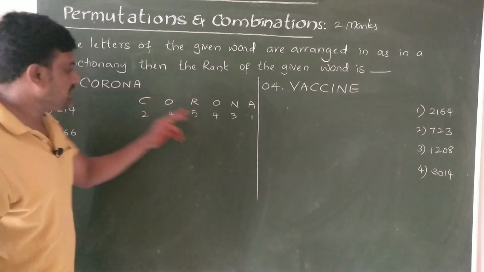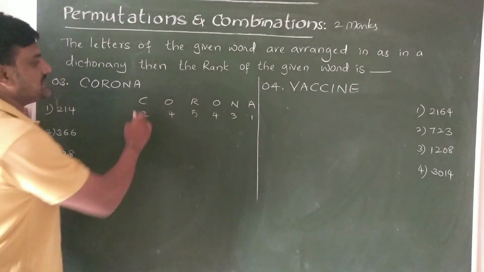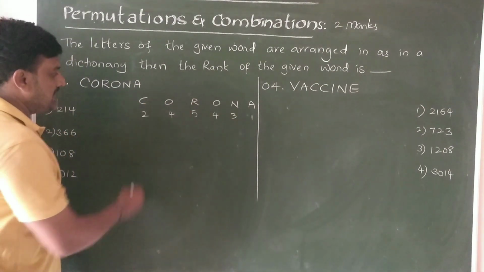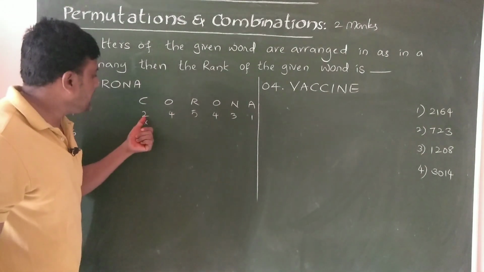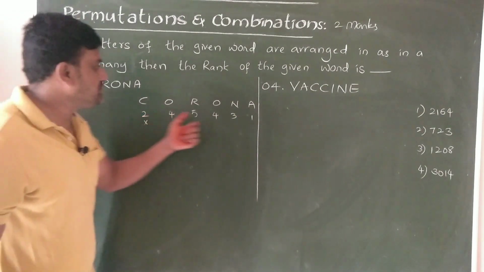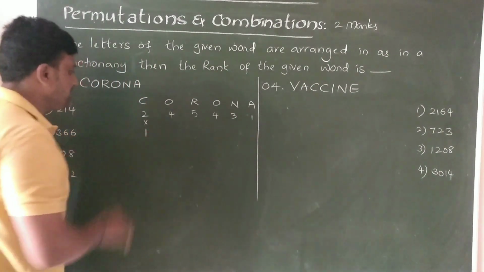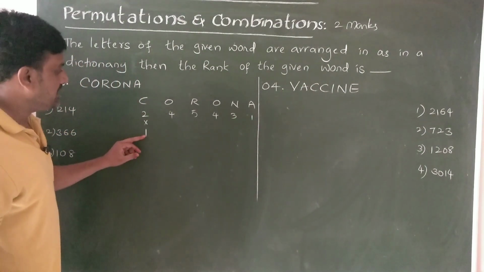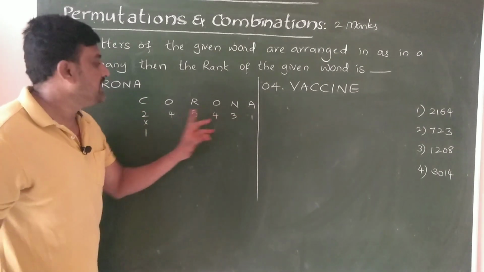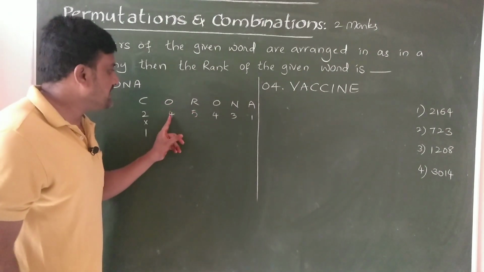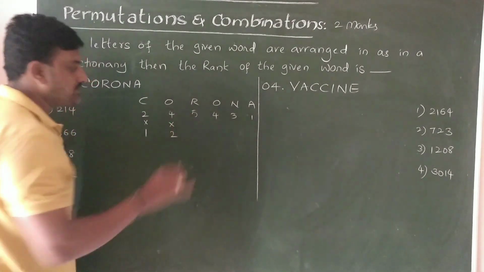For the rank of CORONA, we can take factorials. First, under C, how many letters are before it? Less than 2, we have only one, yes or no? So less than 2, 1. It's over, it's cancelled. Next, less than 4, how many are there? Less than 4, not equal to 4, we have 2: 1 and 3. Yes or no? We have 2.